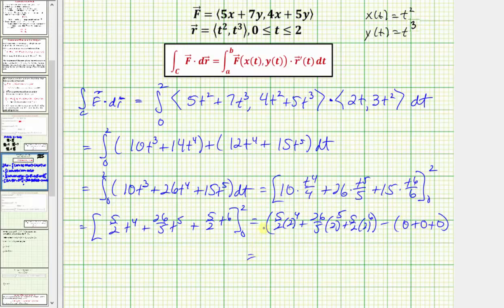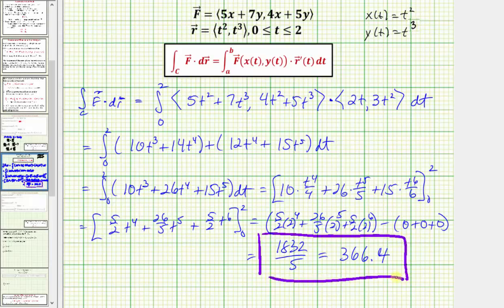Simplifying, this comes out to 1,832 divided by 5. Or in decimal form, this would be 366.4. Again, we did not evaluate this line integral using the fundamental theorem of line integrals because the given vector field was not conservative. But just remember, even though it's not conservative, we can still evaluate the line integral using this method here.